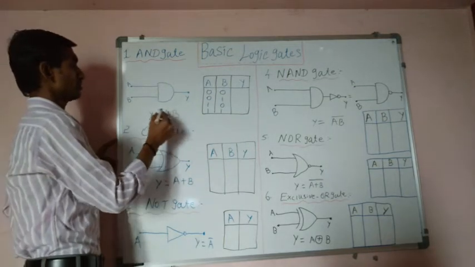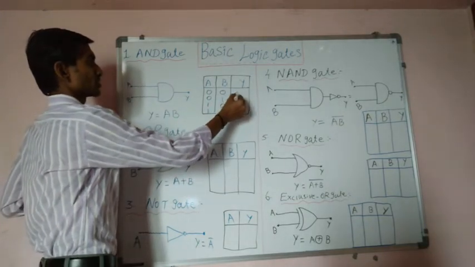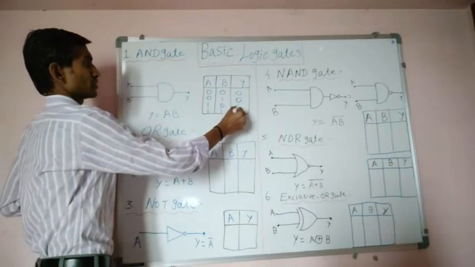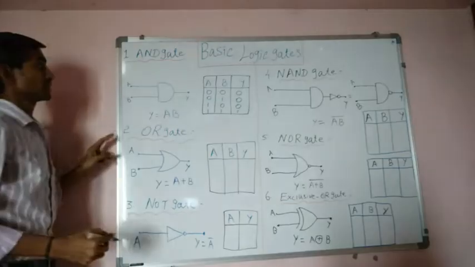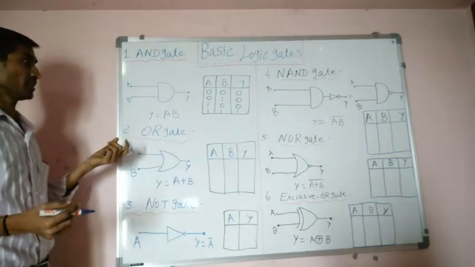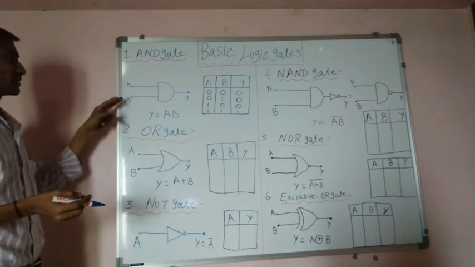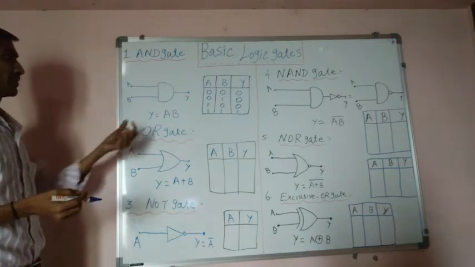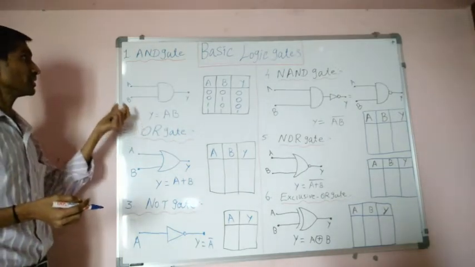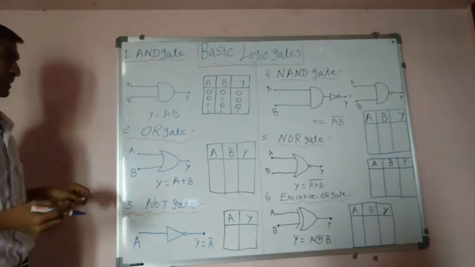So Y is equal to the product operation. So what is the output? 0, 0, 0, 1. This is the AND gate. AND gate is the process for binary multiplication. A and B, there are two input variables. We will get the output Y. So the Boolean expression for the AND gate is Y is equal to A product of B.